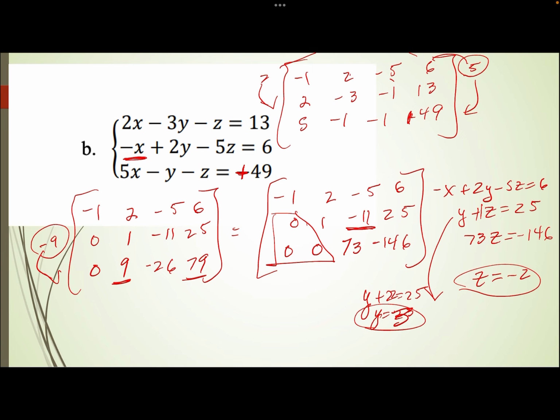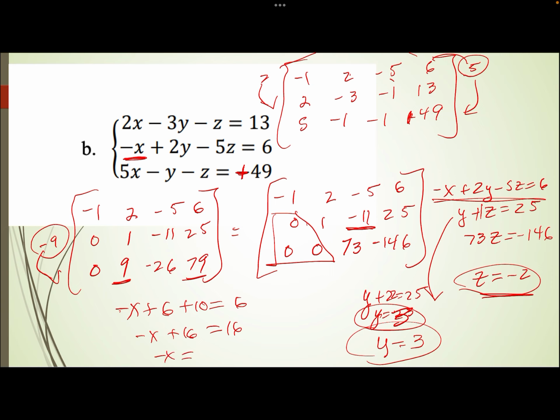Okay, now I take my y equals 3 and my z equals -2 and put it up here. So I get -x plus 2 times y minus 5 times z equals 6. So -x plus 16. So -x equals, keep writing the wrong numbers, -10. X equals 10. So my answer is 10, 3, and -2. Okay?